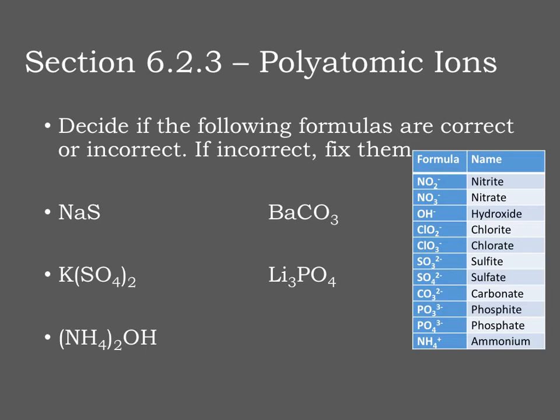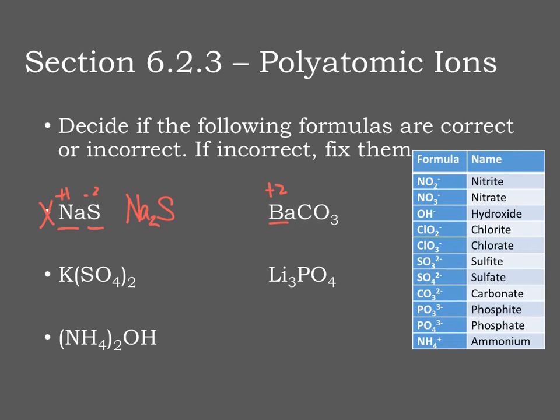Here are a few more examples. This time you're given a formula and you're asked to decide if it is correct as written, and if it's incorrect, then you want to fix it. So we're basically working backwards here. Sodium, group 1 is +1 charge. Sulfur, sulfide ion from the periodic table is a -2. So if, as written, we've got +1, -2, which does not give us neutral, so it is incorrect. We're going to need 2 sodium ions for every 1 sulfide ion.